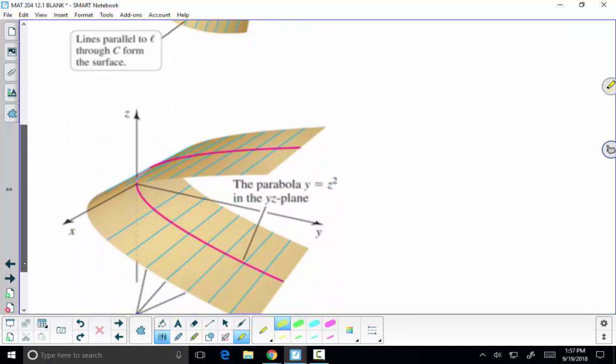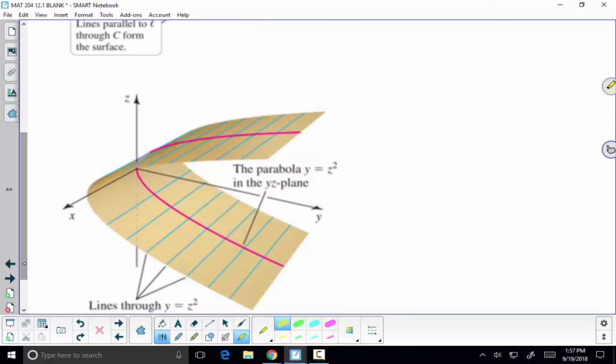Okay, so that's a cylinder. Here's another cylinder. Here we have a parabola as the generating curve, and we're choosing rulings that are perpendicular to the YZ plane. So that's another cylinder.